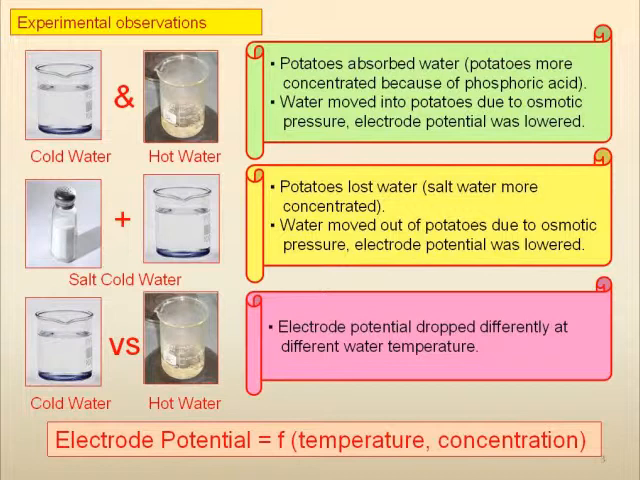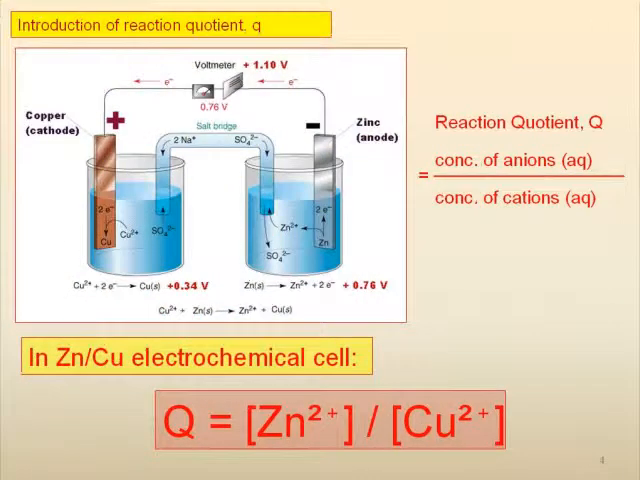Number 2. Potato lost water in salt cold water because the outside water was more concentrated. Water moved out of the potato also due to osmotic pressure. Because of the change in water concentration, there was a drop in electrical potential. Number 3. Electrical potential dropped differently under different water temperature. As a result, we can see that the electrical potential is a function of temperature and concentration of the cell solutions.